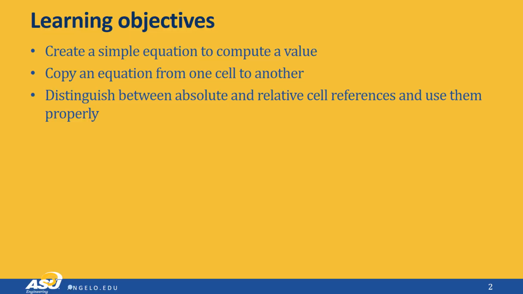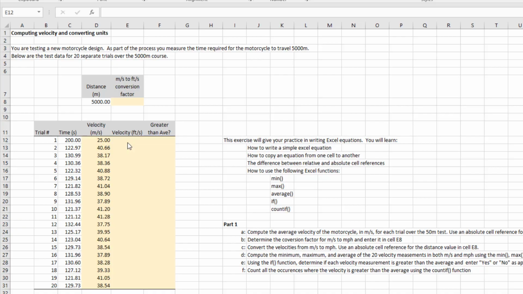So now you should be able to create a simple equation in Excel to compute a value. You should also be able to copy that equation from one cell to another. And you should be able to distinguish between absolute and relative cell references and use the right one in the right situation.